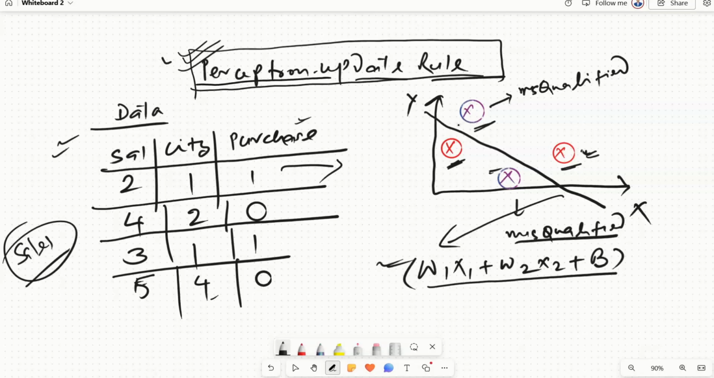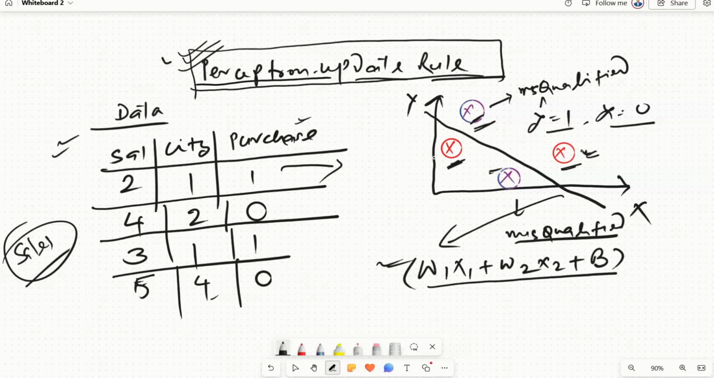I repeat, for this point, it is above the line, so according to my model, y predict is 1, I mean purchase happened. This is a prediction, but the actual y is 0, purchase not happened. So my prediction and the actual value are not matching. I mean, it is misqualified.